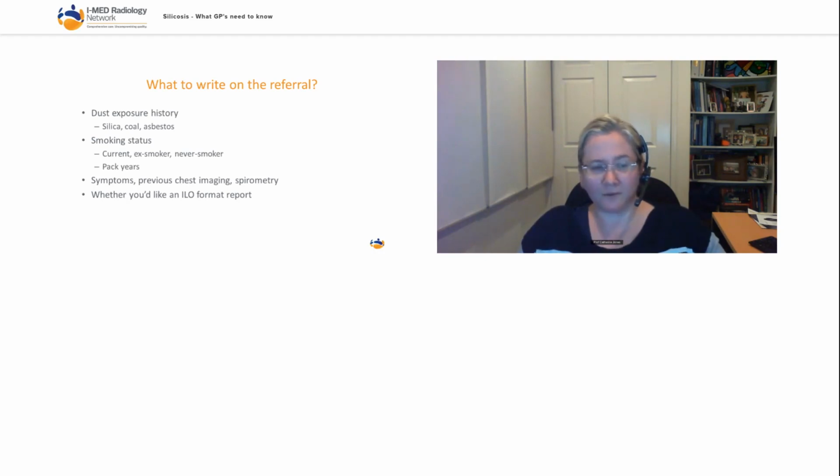It's also very helpful to know whether you would like it reported in ILO format, because it does across pretty much every radiology provider across the country. That would prompt a different pathway to get read by someone who's ILO qualified.